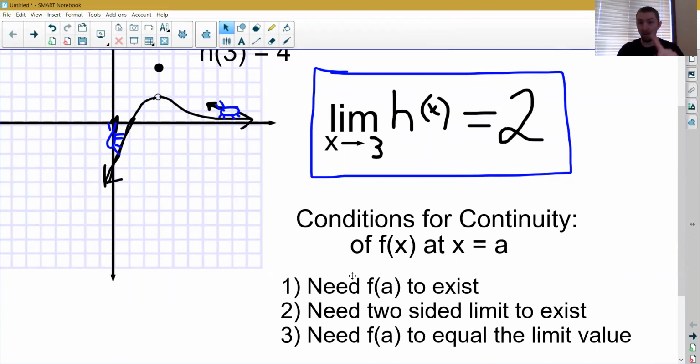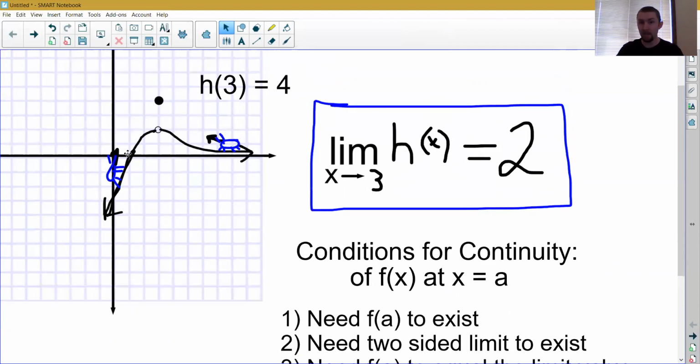So if we think about our h of x example from problem 80, would we say this function is continuous at x equals 3? No. Even though, do we have a y value at x equals 3? Yes, it's right up here. H of 3 is equal to 4. So condition 1's fine.